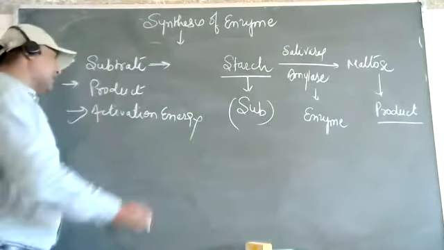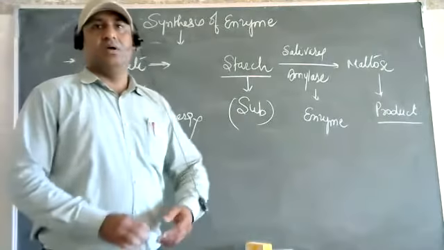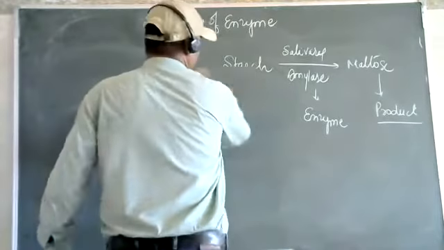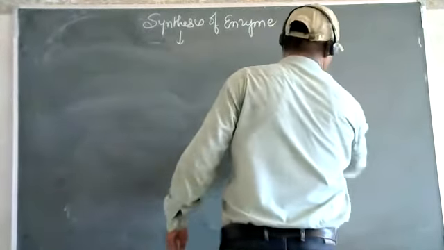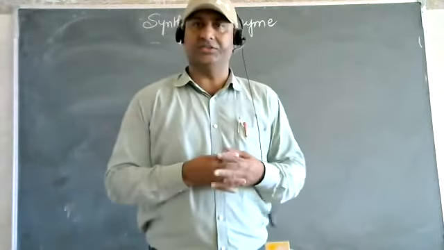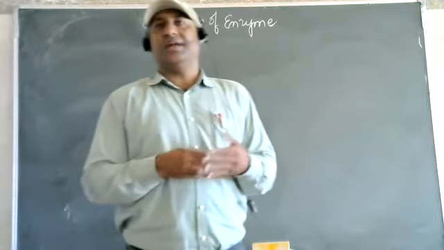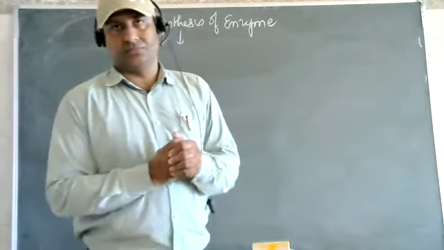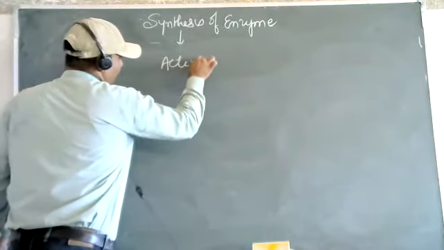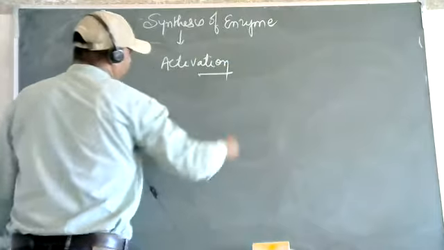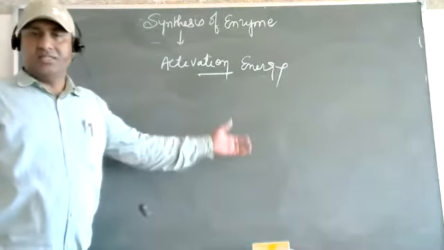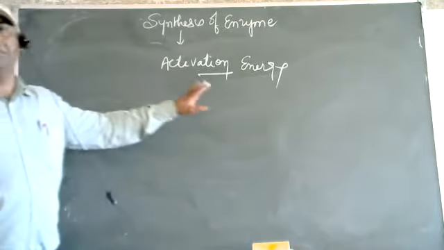Third and last topic is called activation energy. The minimum energy required by a chemical reaction to complete the reaction, converting the reactant into the product, is called activation energy. Activation energy means the energy which is required to start the chemical reaction.